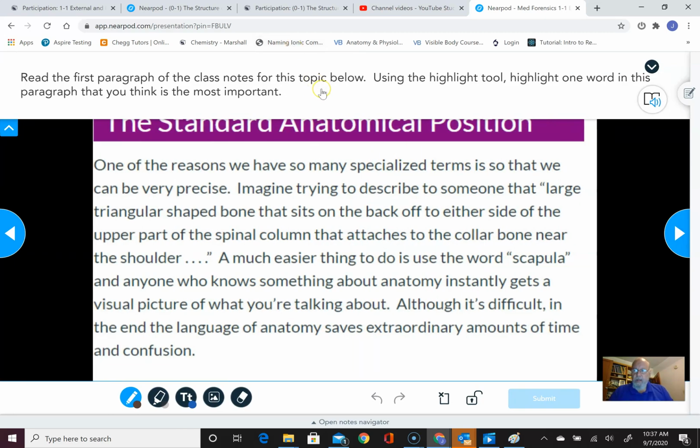Okay. Now, this is the first paragraph of our class notes that you can find on Canvas, the standard anatomical position. And I'm asking you to, using the highlighting tool, highlight one word in this paragraph that you think is the most important. So read through this paragraph, and when you find a word that you think, hey, that sounds like the most important word in this paragraph, I want you to highlight it.